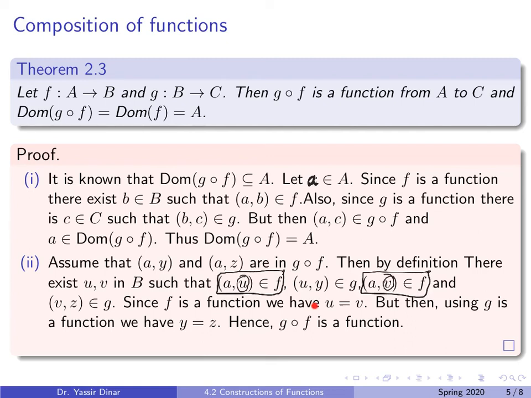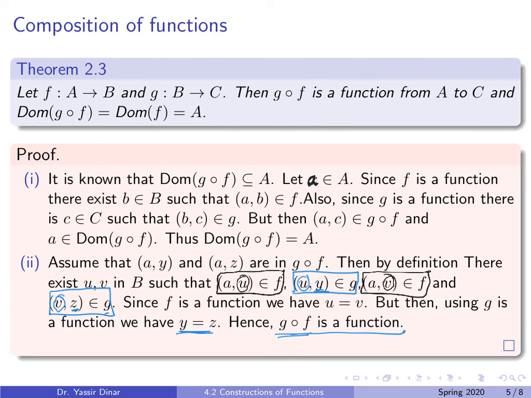When we establish that u equals v, we get that (u, y) is in g and (v, z) is in g, and of course we have now u is equal to v, but g is a function. That means y has to be equal to z. And that means g circle f satisfies the second condition of being a function. That means it is a function.